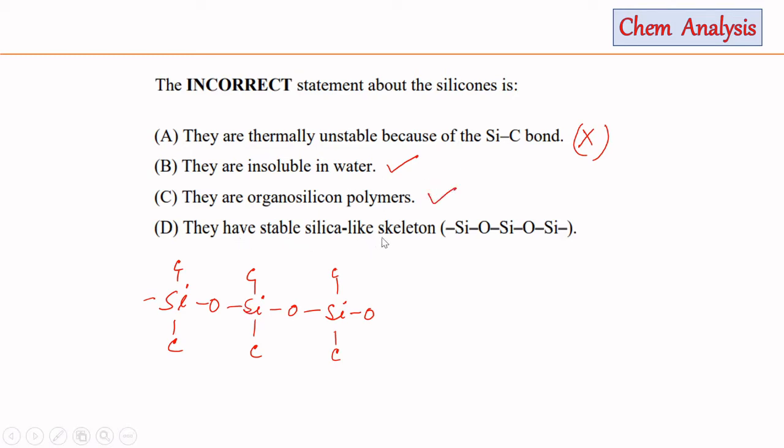And they have a stable silica-like skeleton, since in silica there is a silicon oxygen bond, and in silicones we can also see that there is a silicon oxygen bond, so they are stable due to this silicon oxygen bond also. So silicones also contain a stable silicon oxygen bond like silica. So this option is also correct, and we have to identify the incorrect statement. So option A is the correct choice for this question.